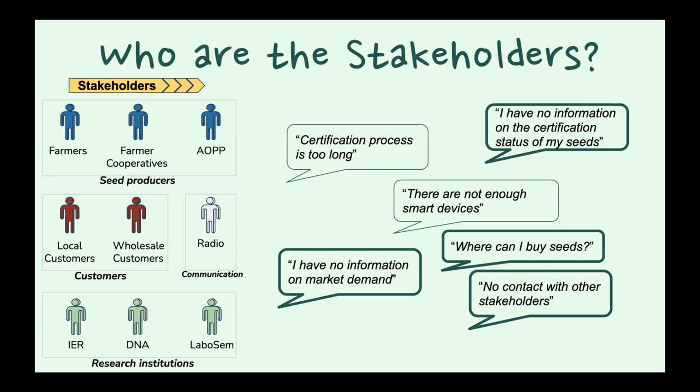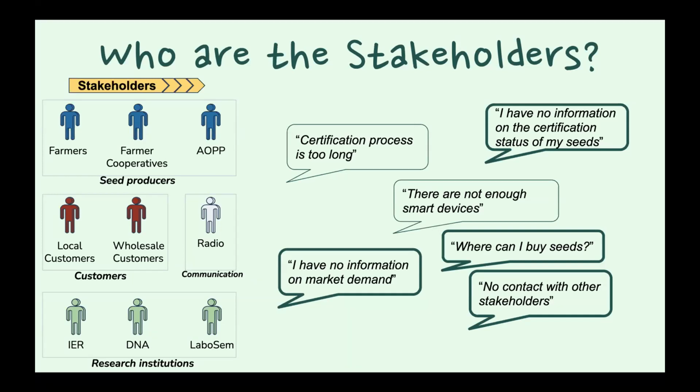And on the right-hand side, you can see some comments the stakeholders have made regarding the current seed value chain. The comments which have a thick border are comments regarding bad communication, and the comments which do not have a thick border are just some regular other problems. So for example, in the very middle, you can see that a comment a stakeholder has made is that there are not enough smart devices, or another comment is, where can I buy my seeds?